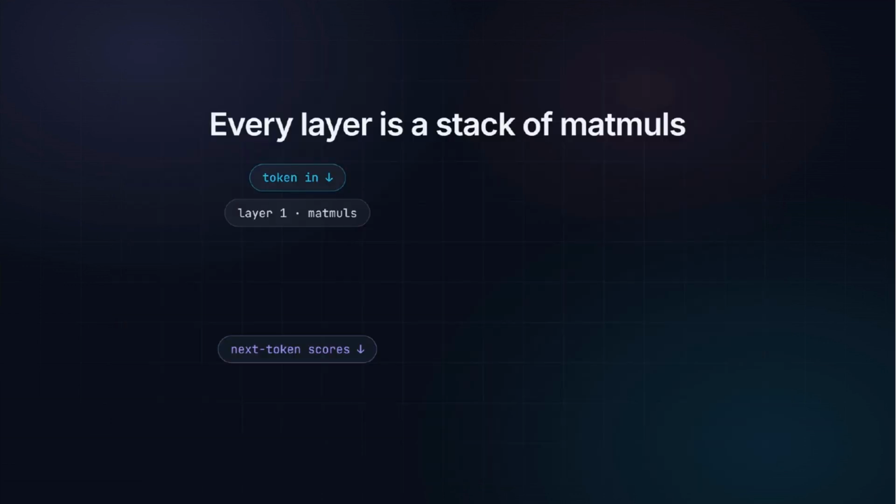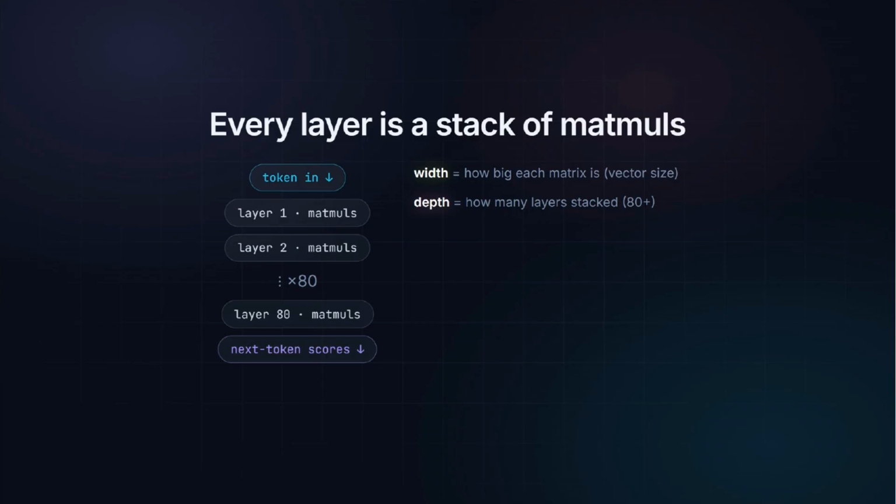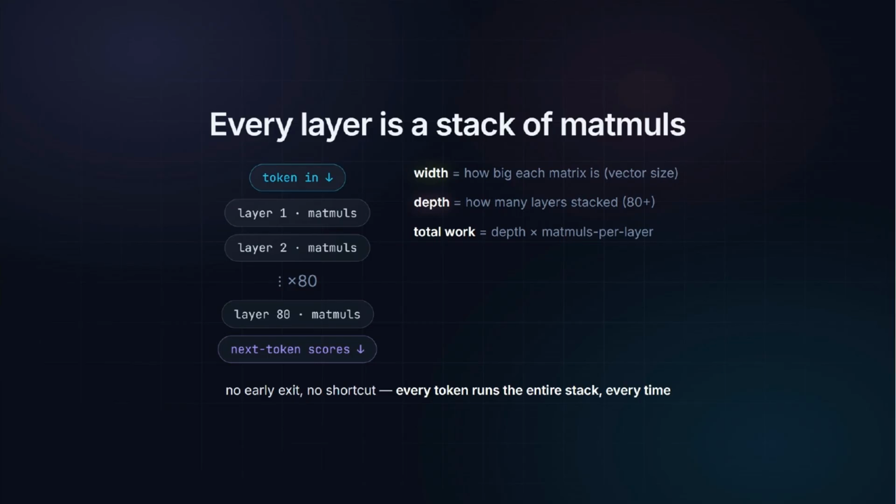Picture the model as a tall stack of these blocks and a token flowing straight down through all of them. The width of the model is how big each matrix is, the dimension of the vectors. The depth is how many layers you stack, often 80 or more. Total work per token is depth times the matmuls in each layer. Both knobs multiply the cost, and none of it is skippable. No early exit, no shortcut. Every token runs the entire stack, every single time.